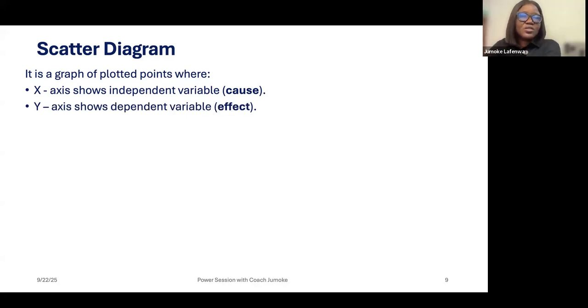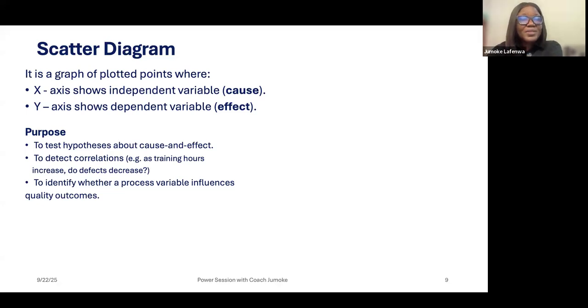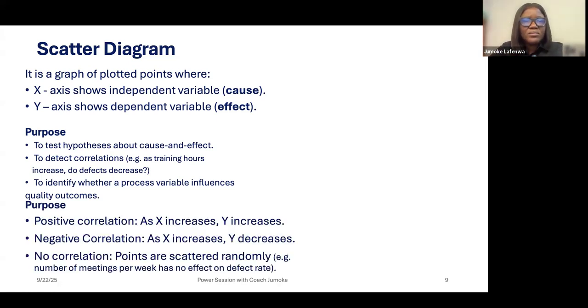So you plot your graph X, Y. On the y-axis, you have effect, and on the x-axis, you have cause. And why do you need a scatter diagram? Is to help test hypothesis about cause and effect. If I do this, what will happen? What is the effect? And also to detect correlations, like the example I gave now. And then thirdly, to identify whether a process variable influences quality outcomes, whether the number of hours of extra classes would have impact on the quality of the outcome of tests.